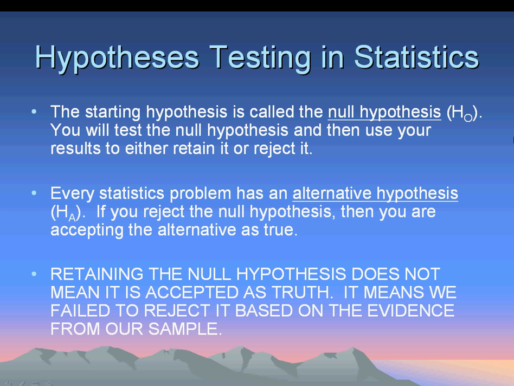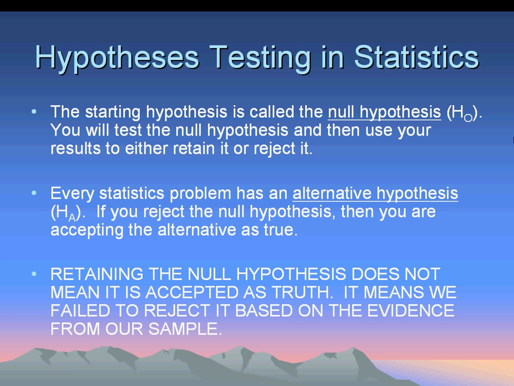Hypothesis testing in statistics. Our starting hypothesis is called the null hypothesis, H-naught. That's not H-O, it's H-naught, the null hypothesis. You will test the null hypothesis when you do your statistical test, and then you're going to use your results to either decide to retain or reject the null hypothesis. In every statistics problem, there's something called an alternate hypothesis, H-A. This is the alternate hypothesis. If you reject the null hypothesis, then you are accepting the alternate as the truth.